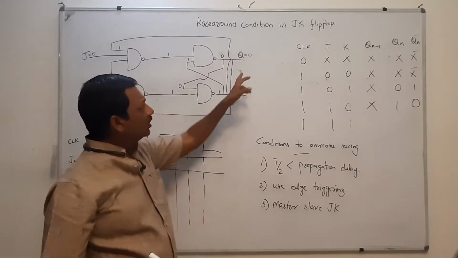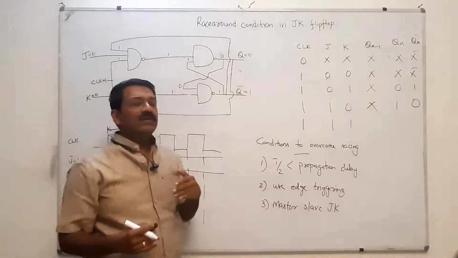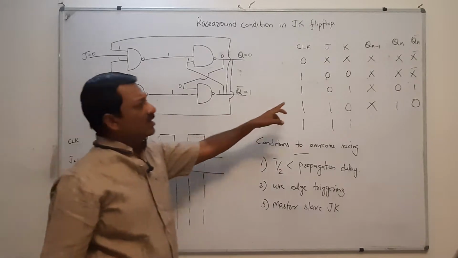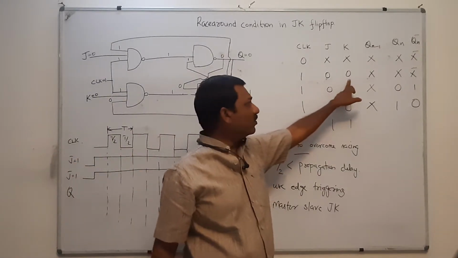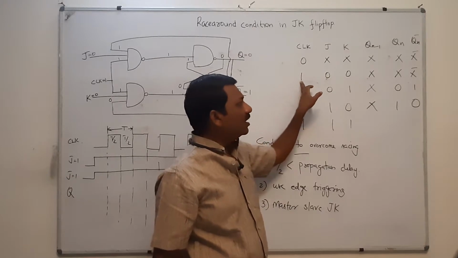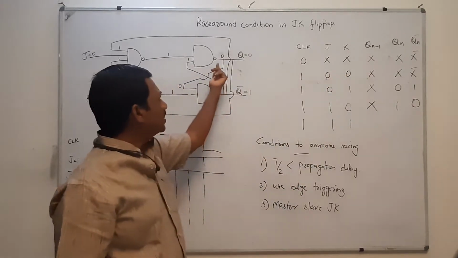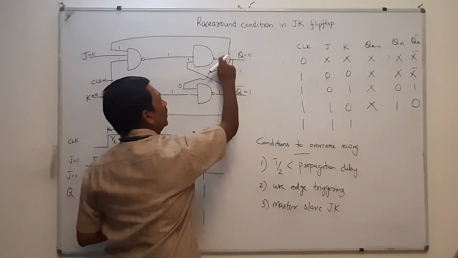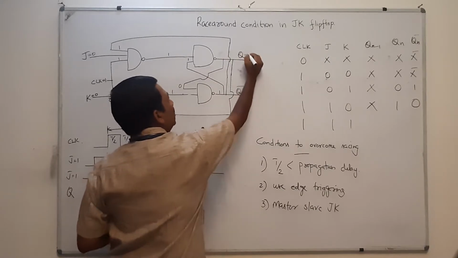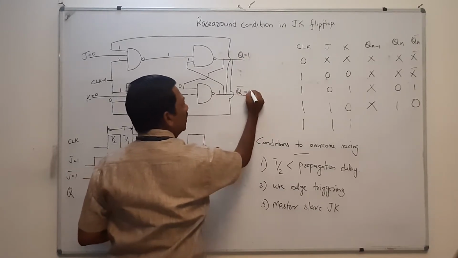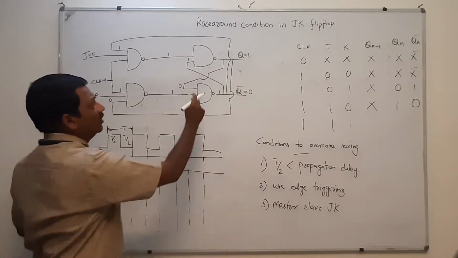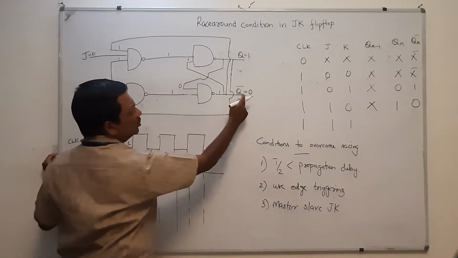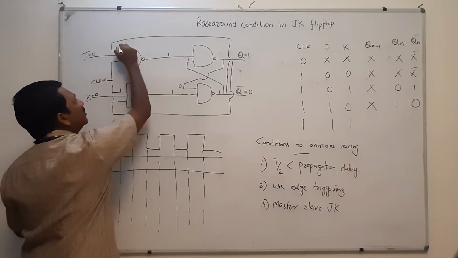That means if J and K are 0 and 0, and the clock input is 1, and the previous value Q n minus 1 is 0, then it will retain that. Now I am going to check whether it will retain if the previous value is 1. Here I make Q 1, so this will be 1, and Q bar is 0, so this will be 0, with no change for the other inputs.